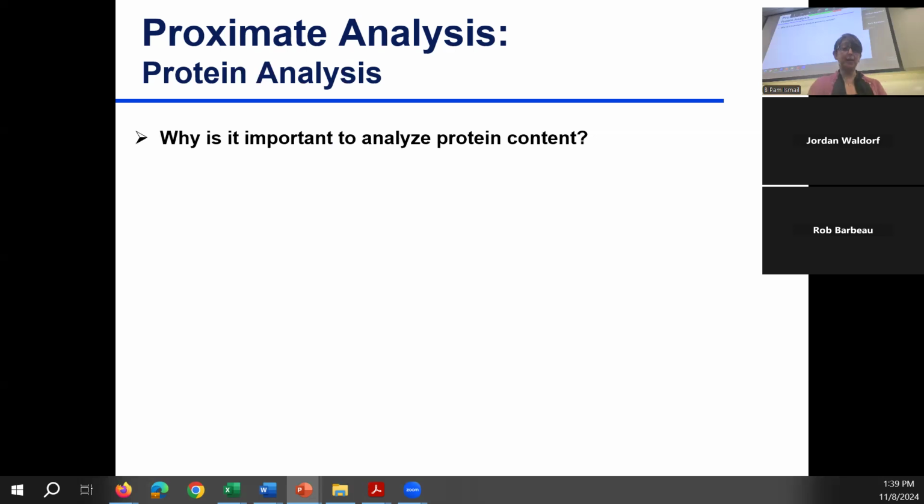Let's do this and then I'll let you go. Why is it important to analyze protein content? Why do we care about protein? Because Pam cares about protein. That's the correct answer, obviously. No, go ahead. Nutrition labeling, of course, yes. We need the quantity because on your label, you have percent protein. What else?